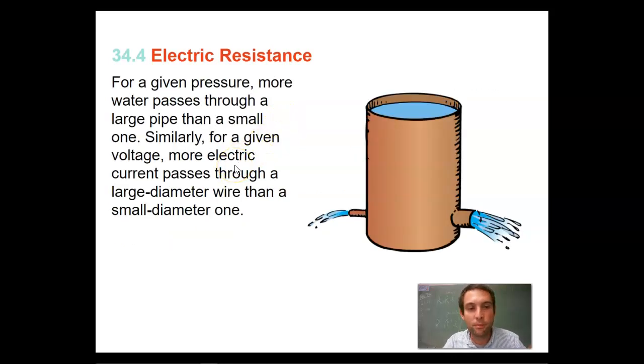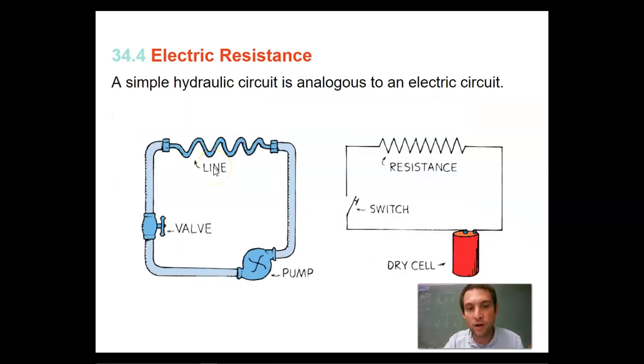For a given pressure, more water passes through a large pipe than a small one. Similarly, for a given voltage, more electric current passes through a larger diameter wire than a smaller diameter wire. Fatter wire, more flow of electrons coming through. A simple hydraulic circuit is analogous to an electric circuit.